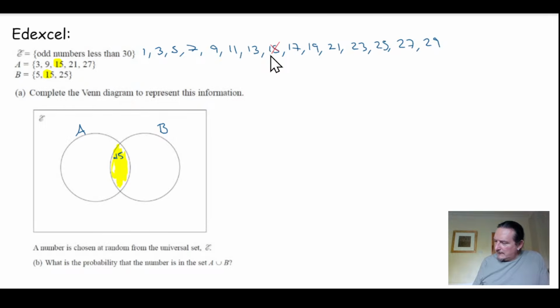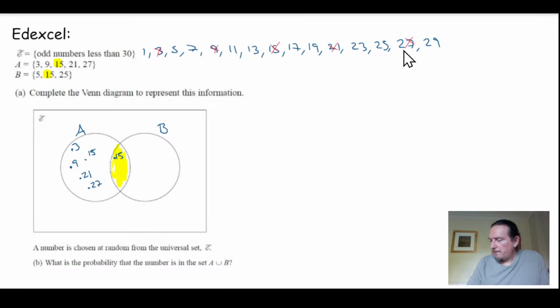And then, the next, any others that are in both A and B? No, I think it's just 15. So then I've got 3, 9, 21 and 27 that are in A. So I've got 3, 9, 15, 21 and 27 in A. I'm just going to get rid of those from my list of numbers as well. So 3's gone, 9's gone, 21's gone, and 27's gone.